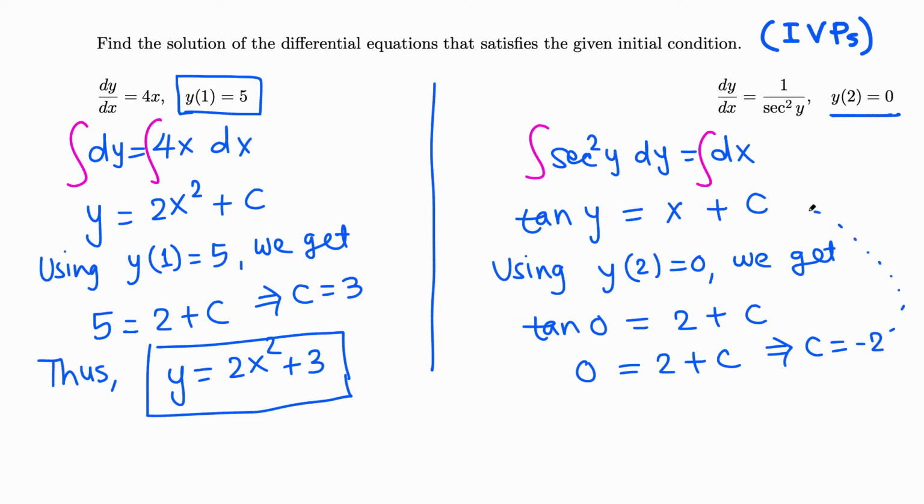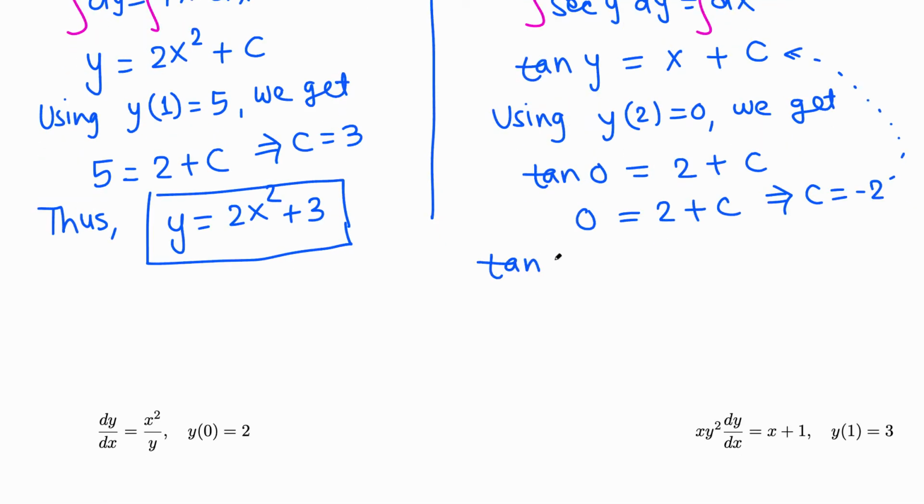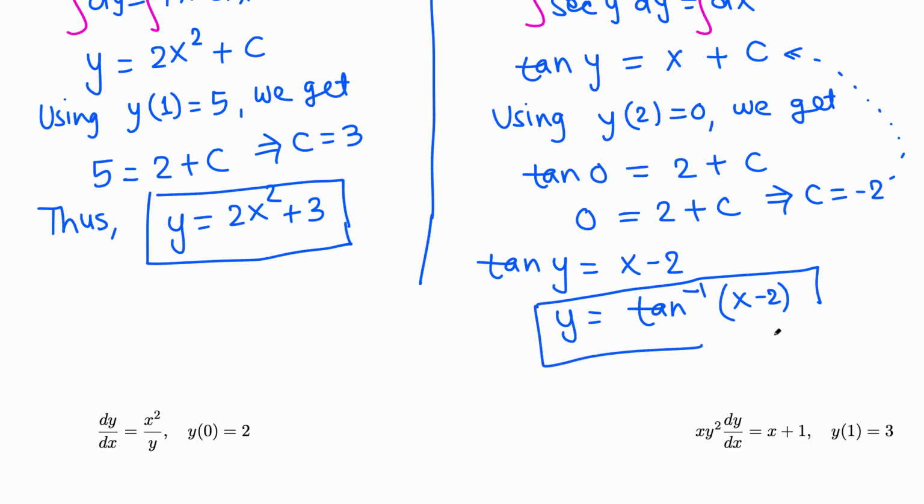Now let's go back and plug in here. Then we get tangent y equals x minus 2. And we can isolate y by taking the inverse tangent of both sides. So y equals inverse tangent of x minus 2. In fact there is a restriction on y when we write inverse tangent, but for this level I'm just going to say this is the final answer and not put anything else.